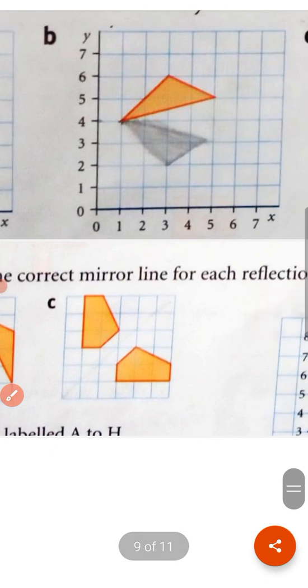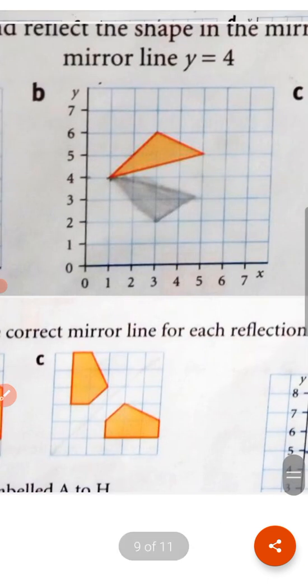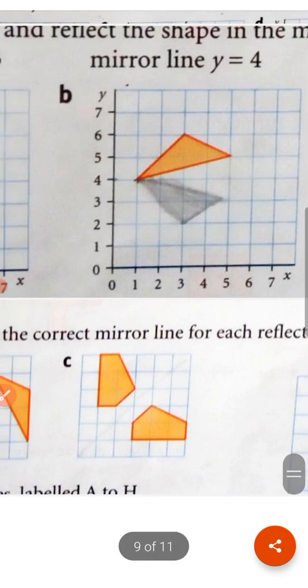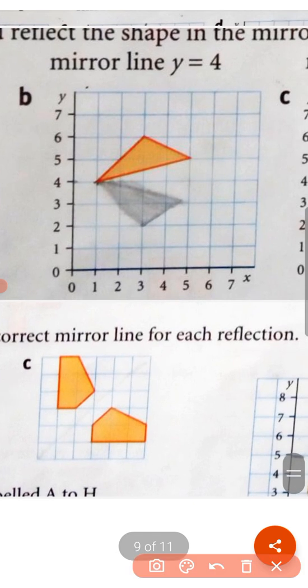Now children, our next question is the mirror line y is equal to 4. So first we have to draw a line. As you already learned how to draw the graph of the given equations, this is y is equal to 4. Y ile 4 ന്റെ നേരെ ഒരു ലൈൻ വരയ്ക്കുക. That is the mirror line, and this is the object.